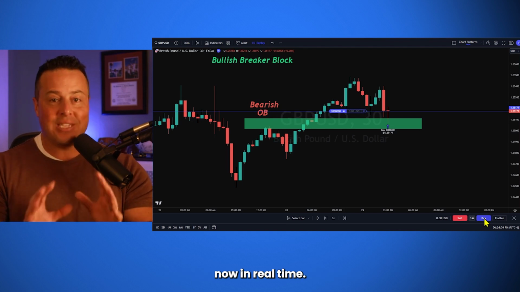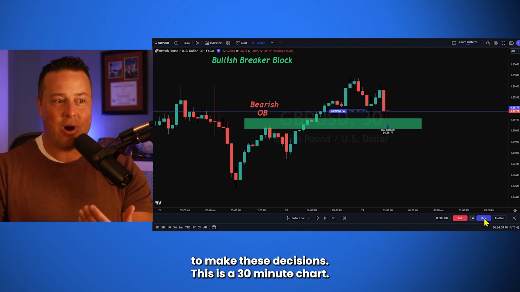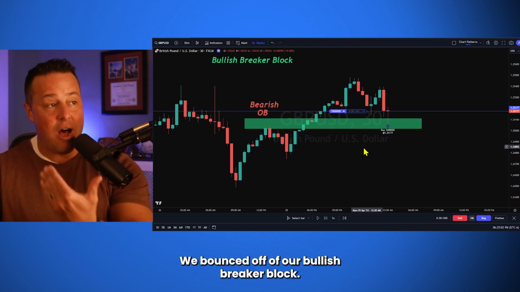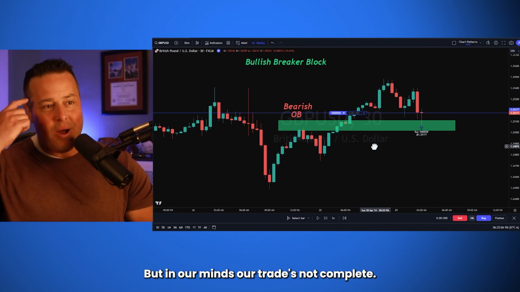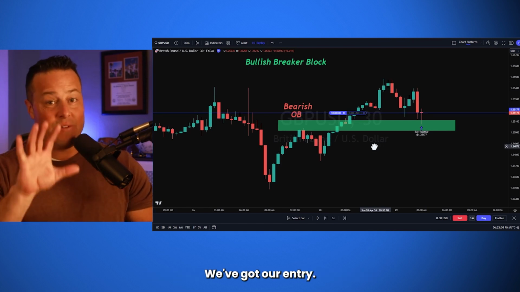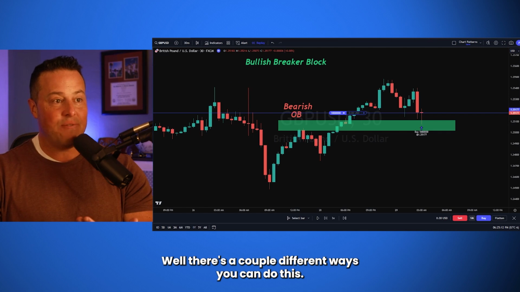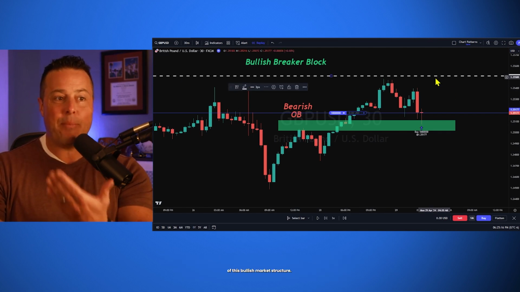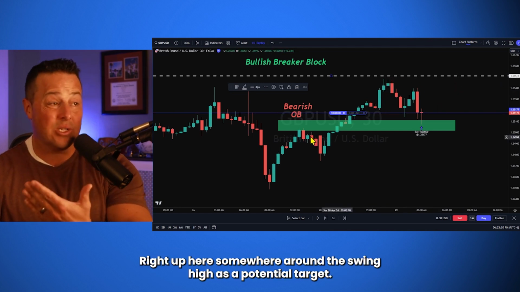Now, in real time, you're going to have a little bit more time than this to make these decisions. This is a 30-minute chart. You'll notice we've got the doji setting up, confirmation. We bounced off of our bullish breaker block, and now we're officially long. But in our minds, our trade's not complete. We've got our entry. Where's our profit target and where's our stop loss? Well, there's a couple different ways you can do this. Conventional wisdom said you'd be looking to the top of this bullish market structure right up here somewhere around the swing high as a potential target.